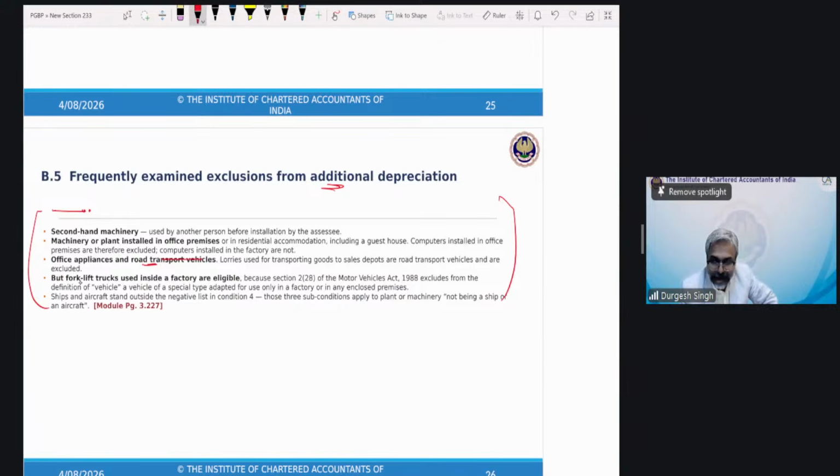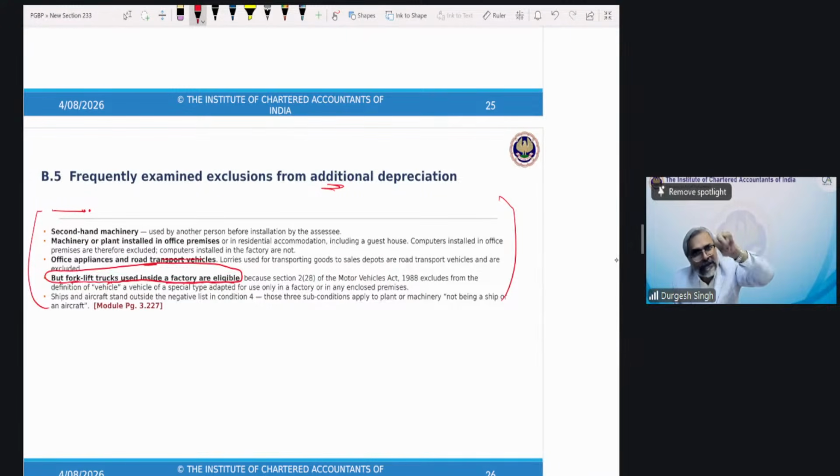So be careful. But forklift trucks used inside a factory are eligible. This is just like your ITC chapter, students. Forklift trucks are the heavy duty trucks which lift goods and all. Is this a motor vehicle? No, this is not a motor vehicle. In the big factories, they have those bulldozer kind of things which run inside the factory. These are primarily to lift the load from one center inside the factory to another.